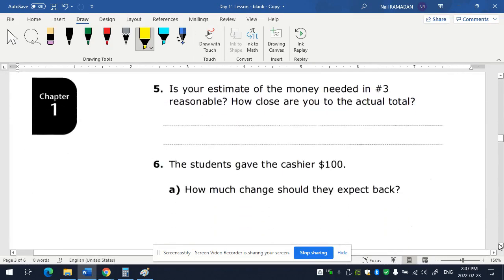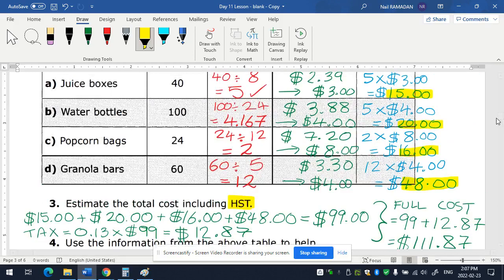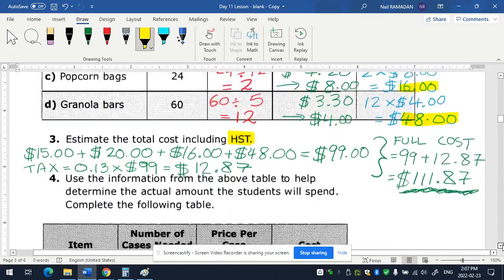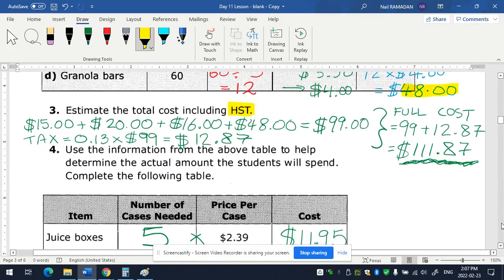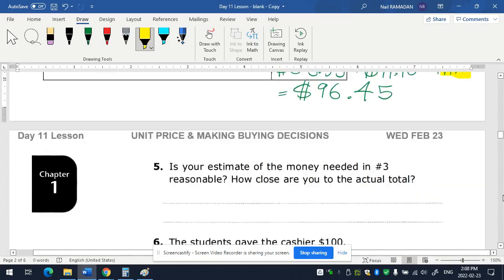Okay. Is your estimate of the money needed in number three reasonable? What was number three? Oh, number three was the overprice, or sorry, the rounding up. Yes, 111.87. So let's see what the question says. Is your estimate of the money needed in number three reasonable? How close are you to the actual total?